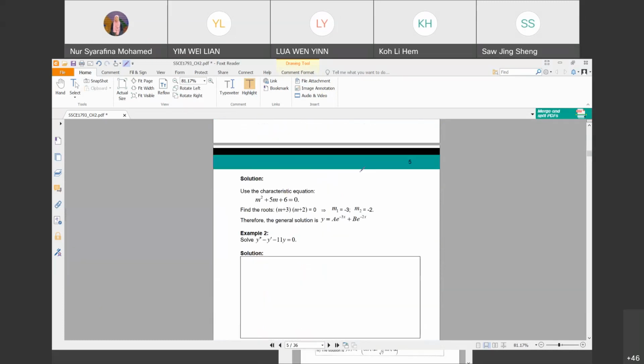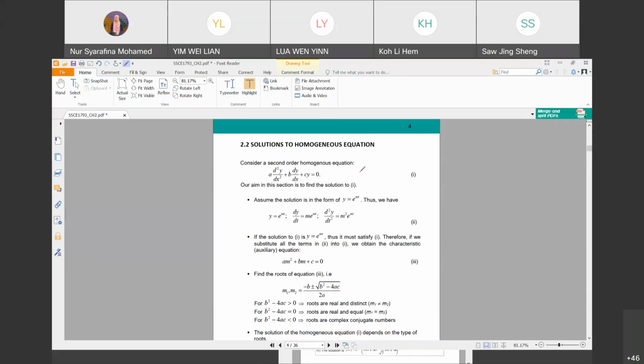It's quite easy actually. All right, so now we have second order homogeneous. Let's focus on the homogeneous part first, where the right hand side equals 0. So this is a second order homogeneous equation: a d squared y/dx squared plus b dy/dx plus cy equals 0. Now our aim is to find the solution.